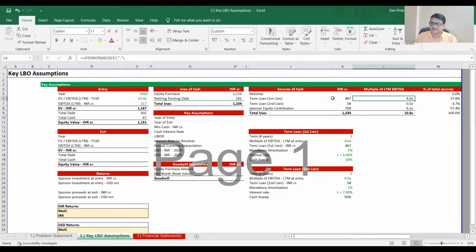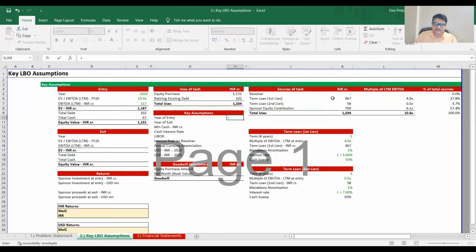We have this. This gives us a multiple of total EBITDA. Why is this 10.6 and why is this 10? That's because we're retiring existing debt, right? We got to pay 0.6 turns of EBITDA to retire this debt. That's why. So we've covered term loan lien 1, term loan lien 2.